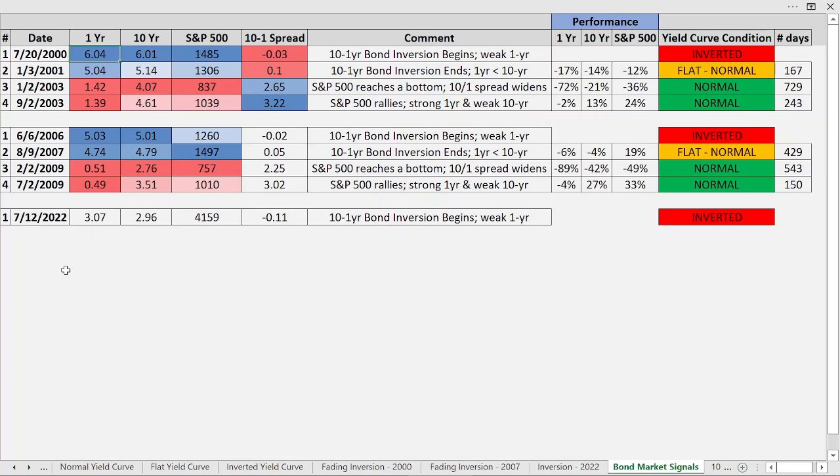The 1-year bond pays 6.04. The 10-year pays 6.01. The S&P 500 is at 1485, and that represents a 0.03, or 3 basis point, inversion, where the 1-year bond at 6.04 is 3 basis points above the 6.01. In this case, the bond inversion begins with a weak 1-year bond.